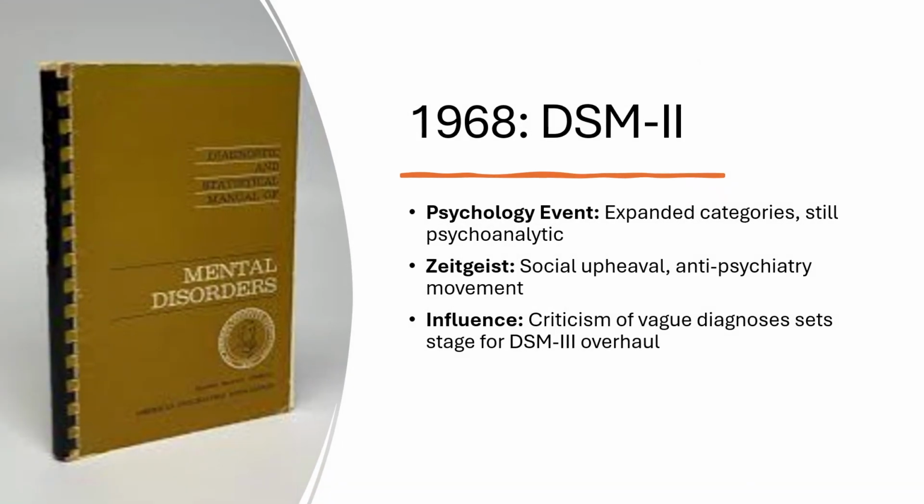DSM-2 in 1968 expanded diagnostic categories but remained rooted in psychoanalytic language. During this period, social upheaval and the anti-psychiatry movement challenged the validity of psychiatric labels. These criticisms set the stage for the major scientific overhaul that would come with the DSM-3.